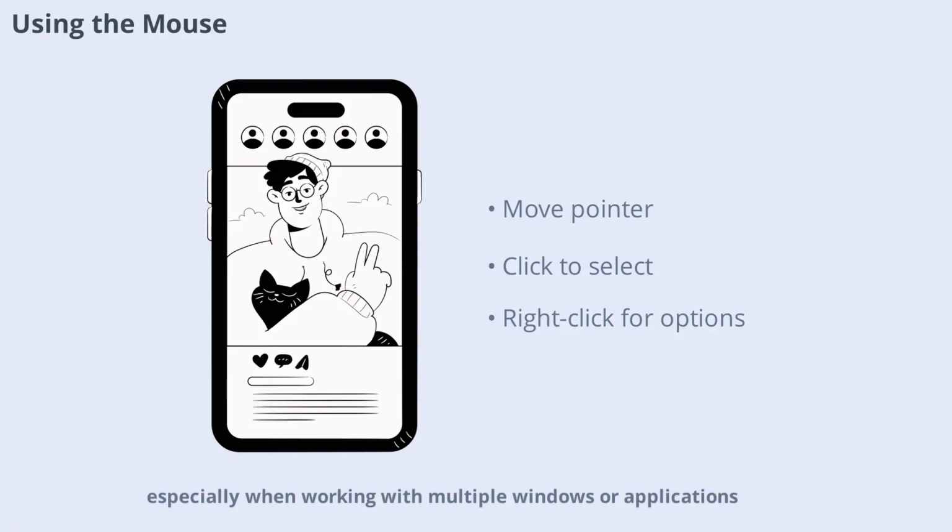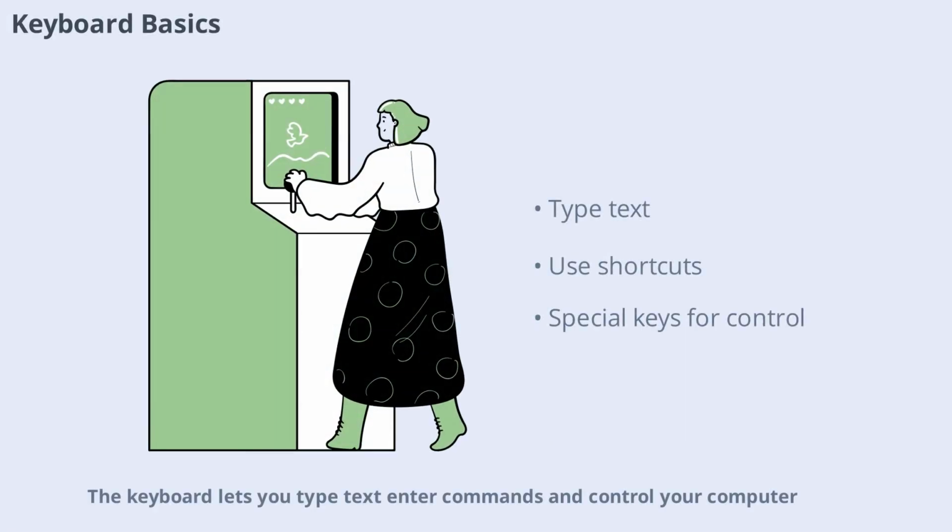or applications. The keyboard lets you type text, enter commands, and control your computer. Each key has a specific function, from letters and numbers to special keys like Enter, Shift, and Control. Learning keyboard shortcuts can save you time and make tasks more efficient. For example, pressing Ctrl+C copies text, while Ctrl+V pastes it. Mastering the keyboard is a key step in becoming a confident computer user.